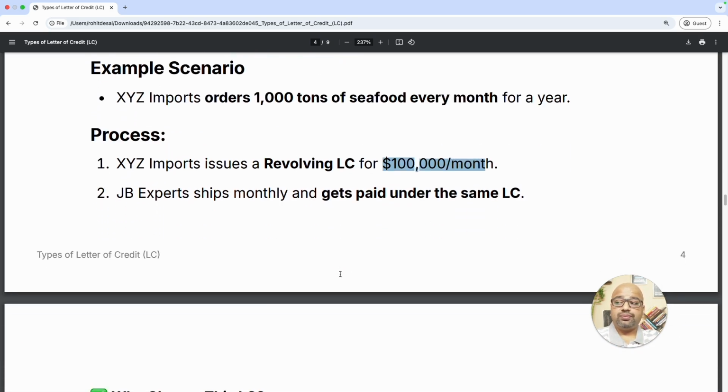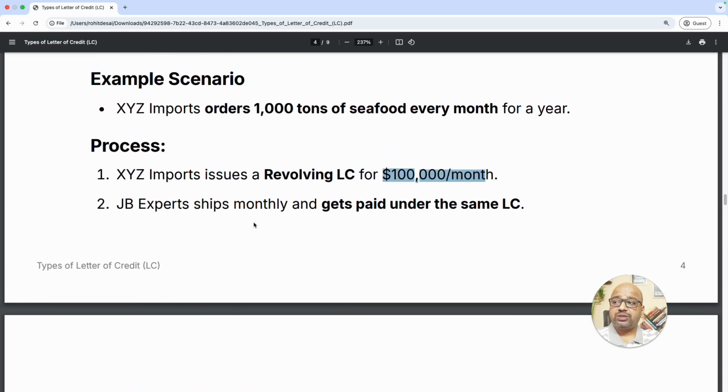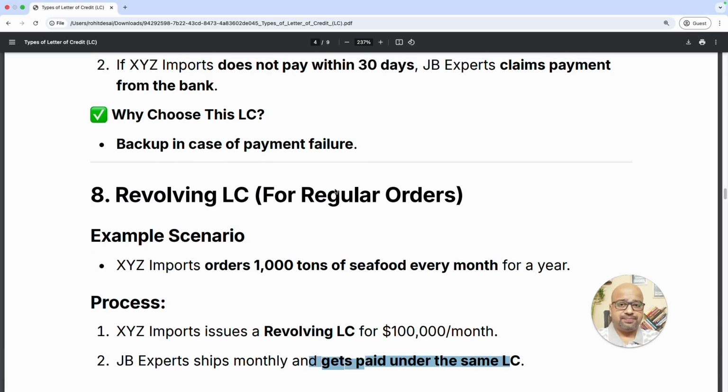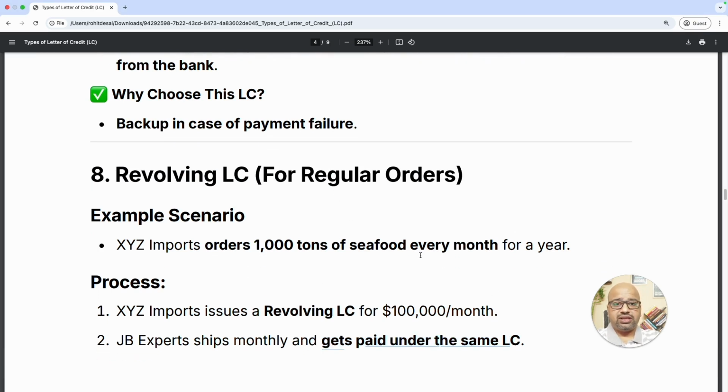What I have to do is export the product, submit the documents to the bank, and get paid under the same LC number. The same LC will work for me. I keep getting my payments again and again, back to back on the same thing. So that is revolving LCs. These are normally for long-term contracts where I get paid on a monthly basis. I submit the documents monthly, I get paid monthly. So the whole rotation, shipment, everything will happen every month.